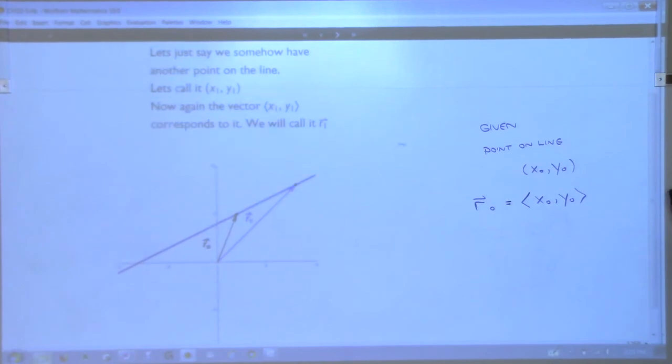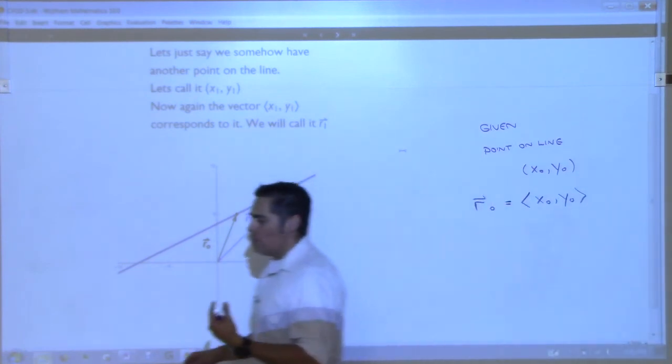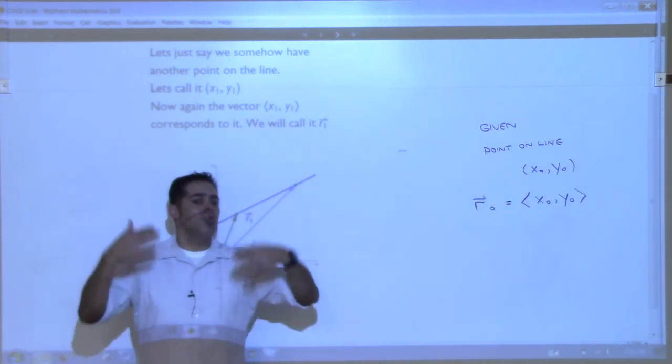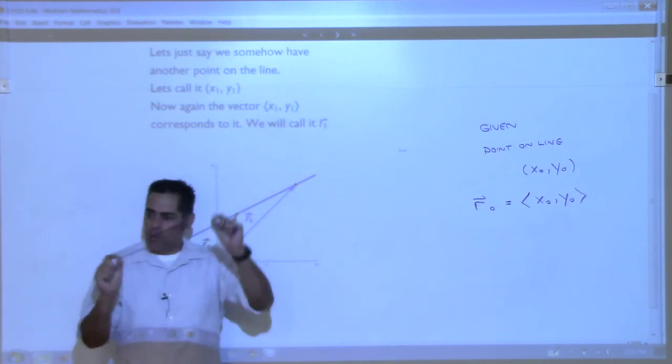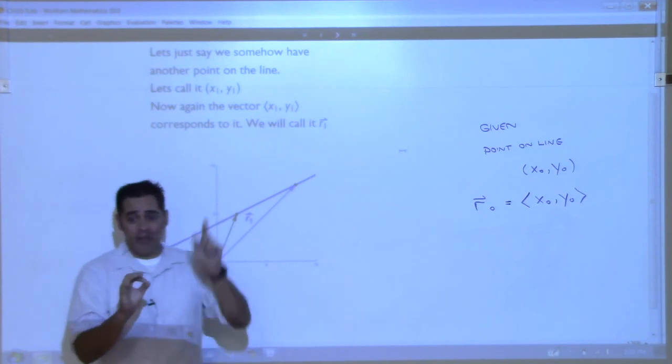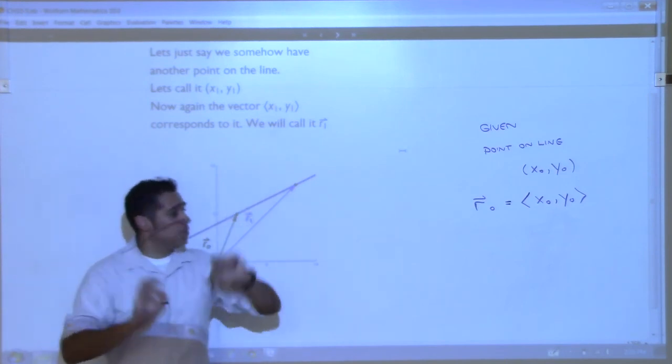All right? Now, give me another point on the line. Do you remember in college algebra, you were asked maybe at some point, what's the minimum amount of information you need to define a line? Two points, right? Now, you could also be given a point and a slope. That would be good enough. But two points would suffice, right?